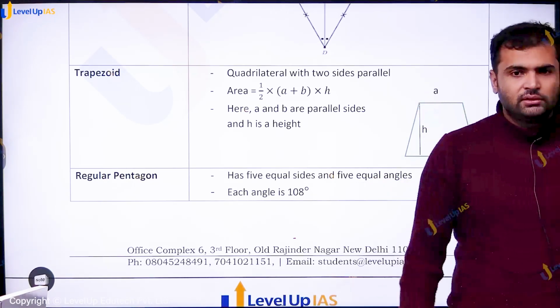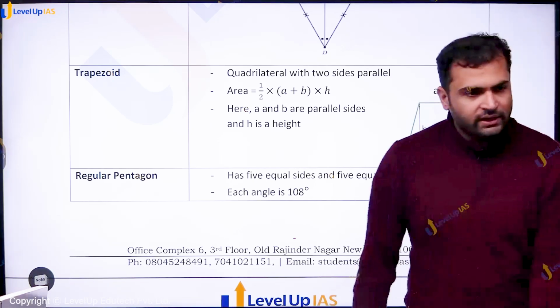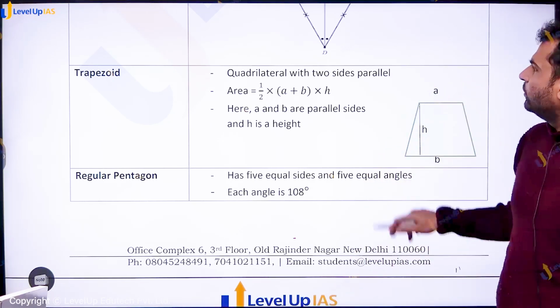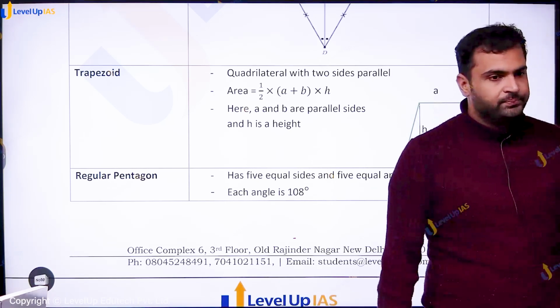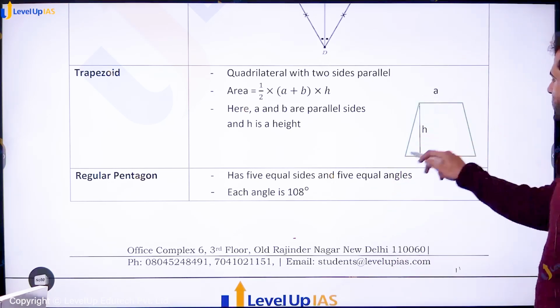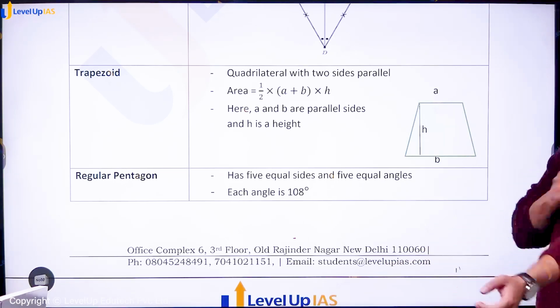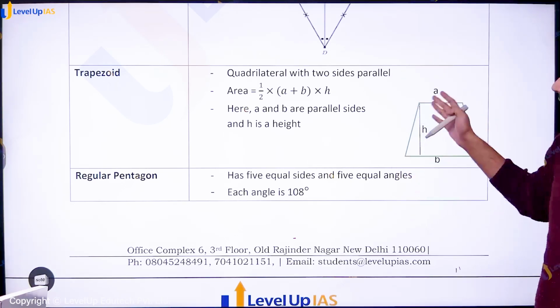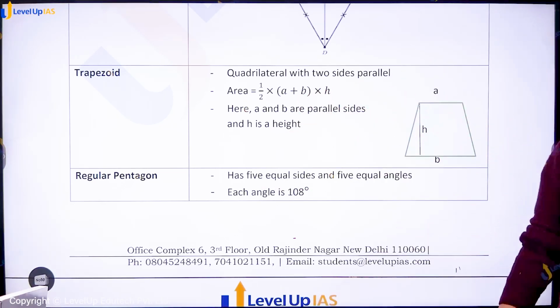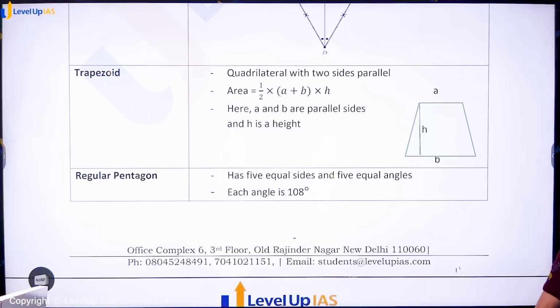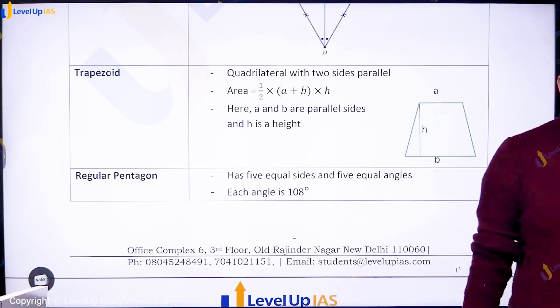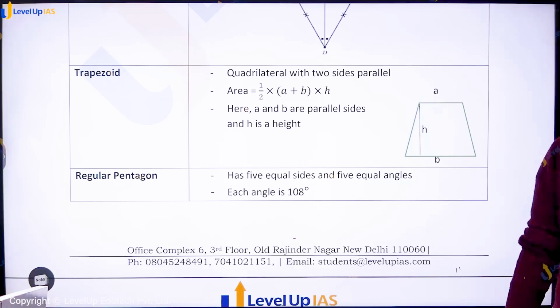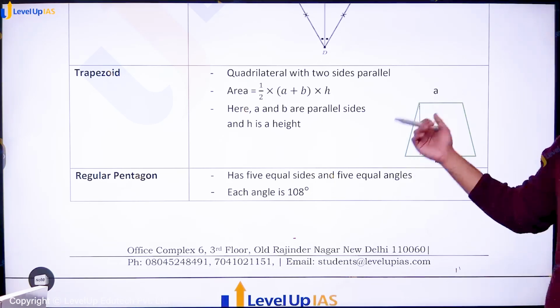Then trapezoid. Trapezoid is a quadrilateral in which one pair of opposite sides are parallel. So this side is parallel to this. Then area of this would be half of (A plus B), sum of the parallel sides, into H. This is the formula. ठीक है. If you want to remember, you can.